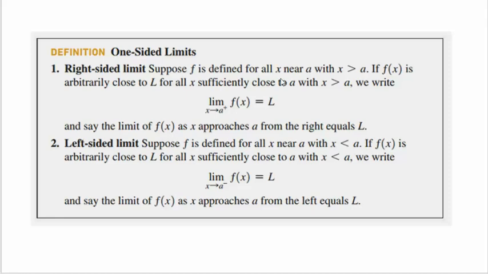All right, so the big distinction here is we're only looking at x values bigger than a when we're doing the right-hand limit, the right side limit. And it's denoted like this with a little a with a plus sign. Similarly, if we want to look at a left-hand limit, we're only going to look at x's less than a, and then we're going to denote that with a with a little minus sign.